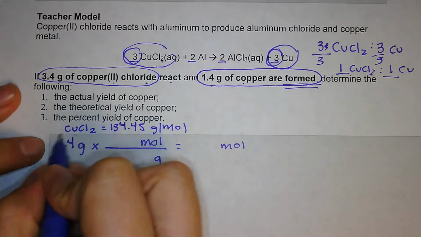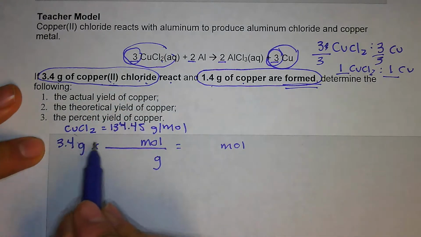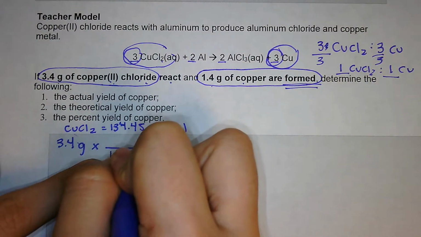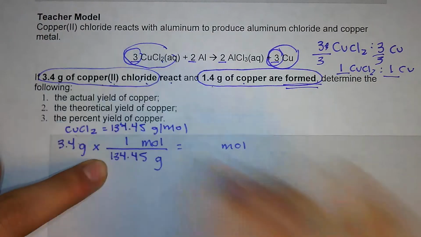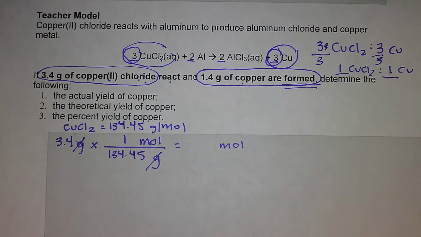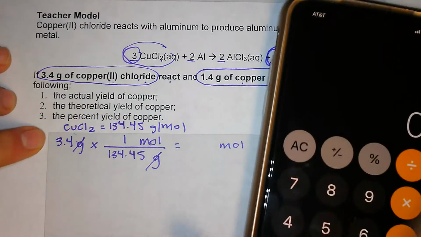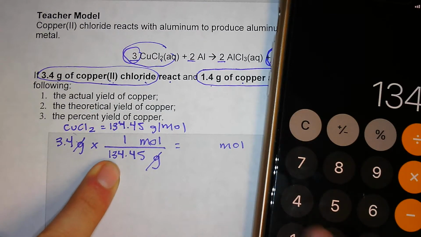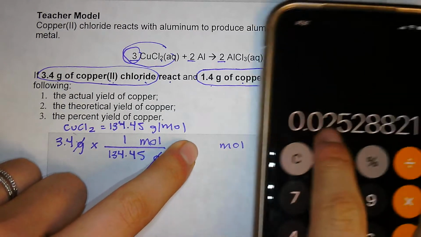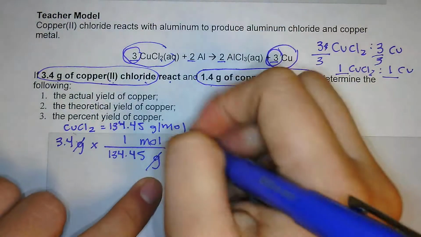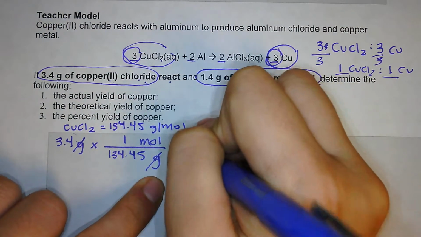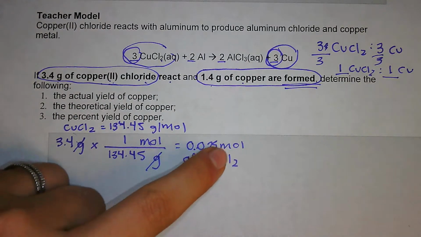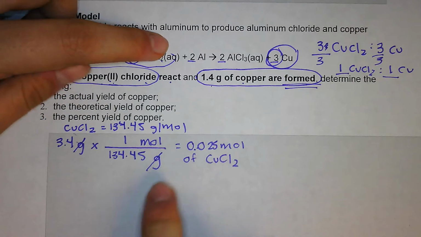All right. So if I need to turn this amount of grams for copper 2 chloride into moles, I have to do my little dimensional analysis using the molar mass. So I have 134.45 grams per 1 mole. I see that my grams cancel out. I'm only left with moles, which is what I wanted, and now I just have to do the math. So 3.4 divided by 134.45. And that is about 0.025 moles of CuCl2.